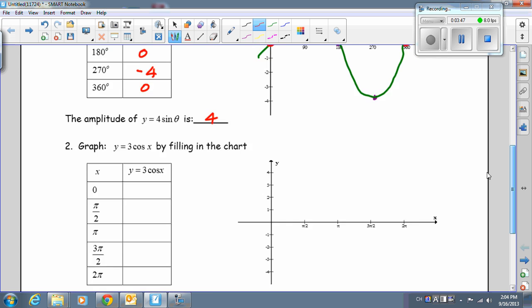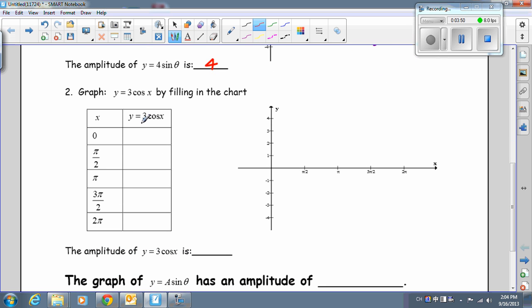Alright, let's go ahead and move on to the next one. Once again, it's very identical to the first one. This time we're in radians. If you plug these values into the calculator, you should be able to get these values in the table. The values should be 3, 0, negative 3, 0, and 3 again. Let's go ahead and plug in the points. The first one is 0, 3. The second one should be pi over 2, 0. Then it should go to negative 3, go back to 0, and all the way through.